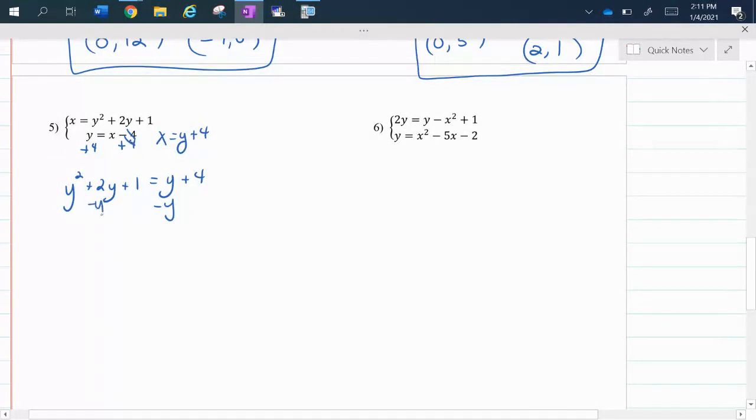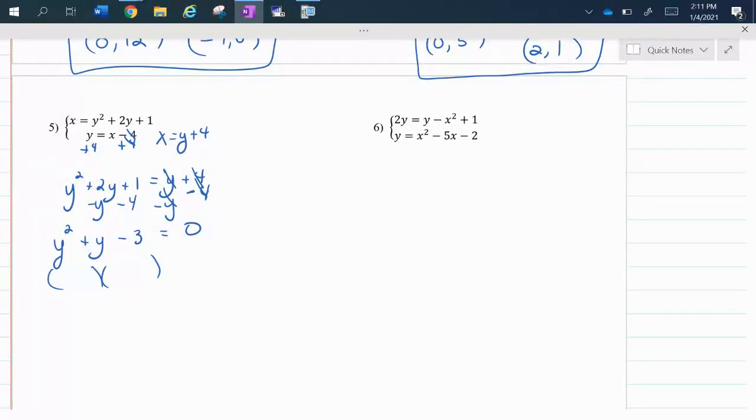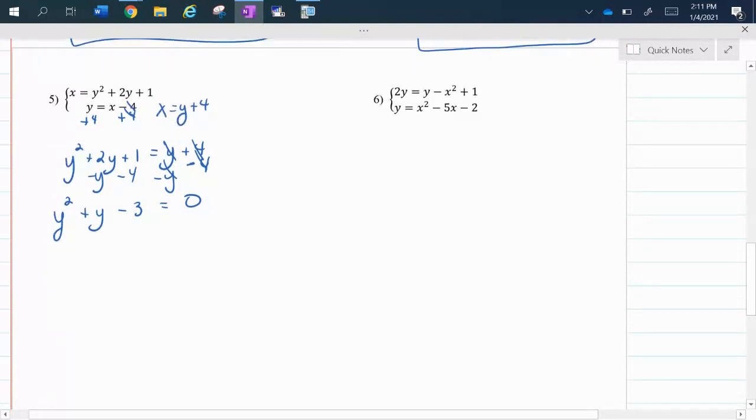And if I can't factor it, remember, quadratic formula is the way to go. So I'm going to subtract y from both sides, and I'm going to subtract 4 from both sides. So I get y squared plus y minus 3 is equal to 0. And then I try to factor. And I'm thinking of the factors of 3, negative 3. So that would be 3 and negative 1, and negative 3 and 1. And I know that neither one of those add up to 1. So I know I need my quadratic formula here.